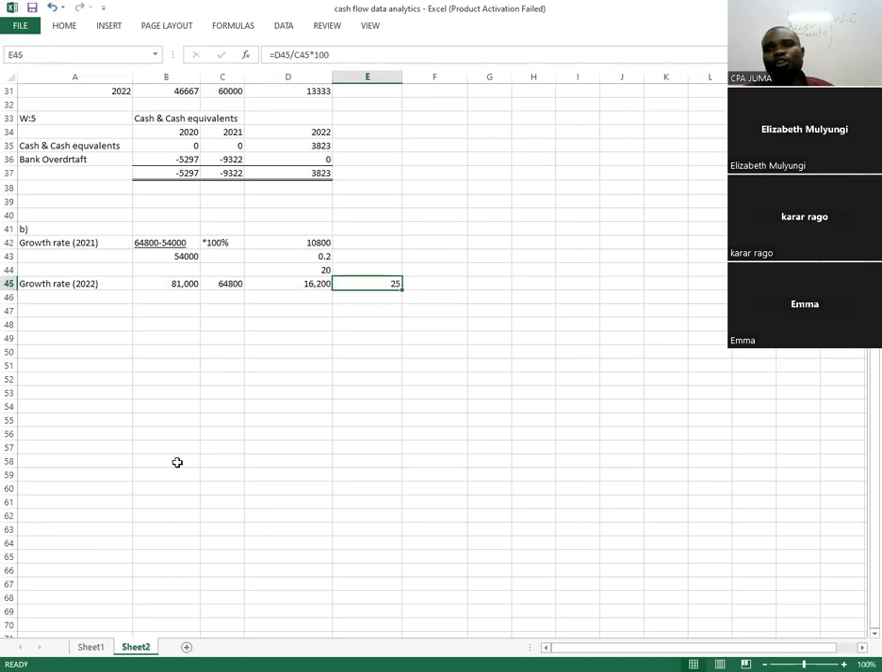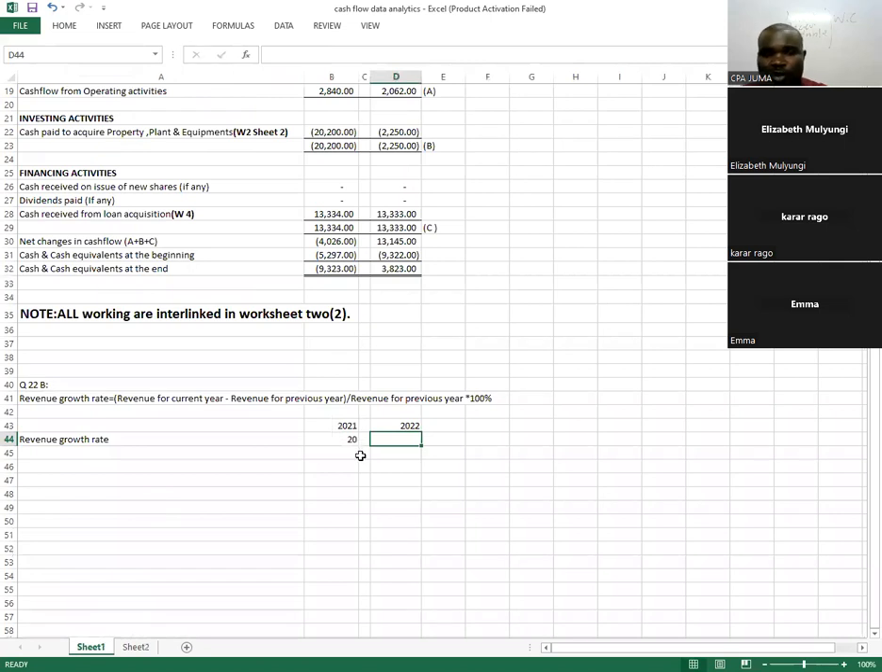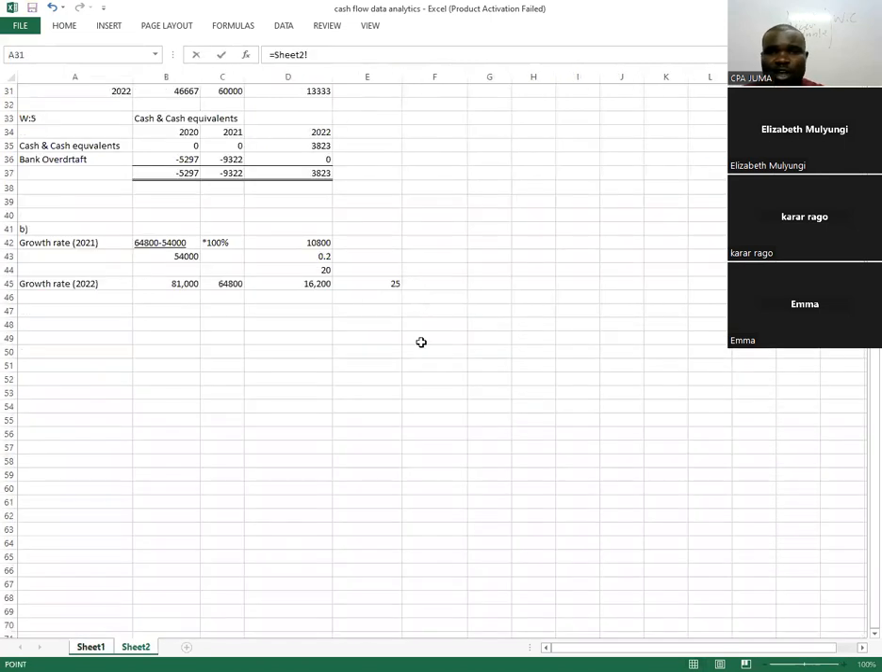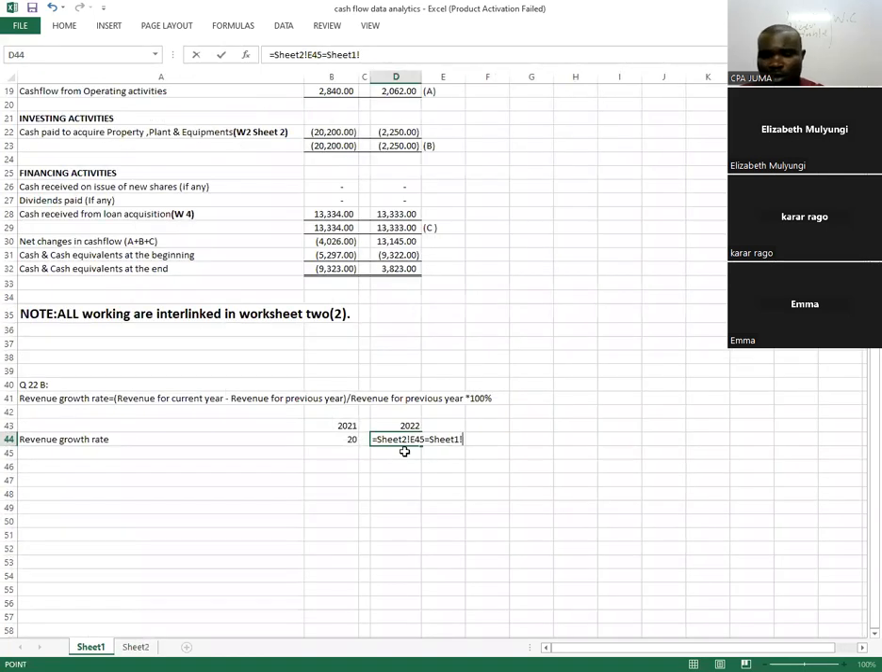25%. 25% growth rate. Anything you do here, mtu akiweka hiyo anaona where the figures are coming from. So that is 25%. Usiweke hapo manually. There is no manual here. You are serious citizens. You go back, delete this, enter. 25%. You get 2 marks.